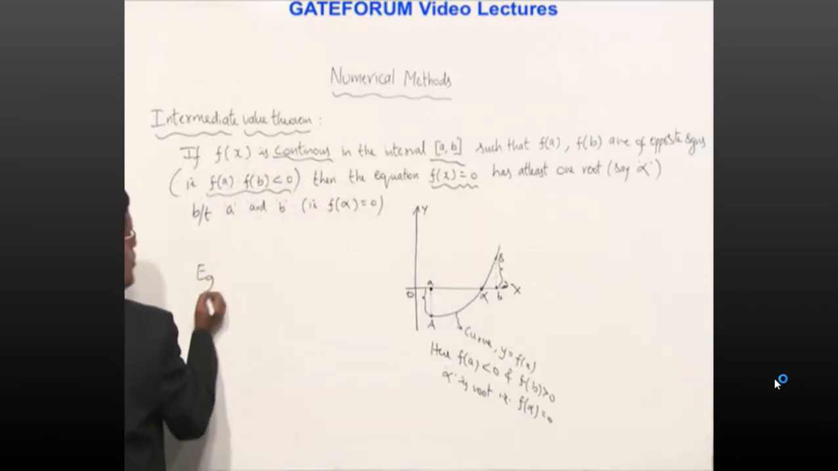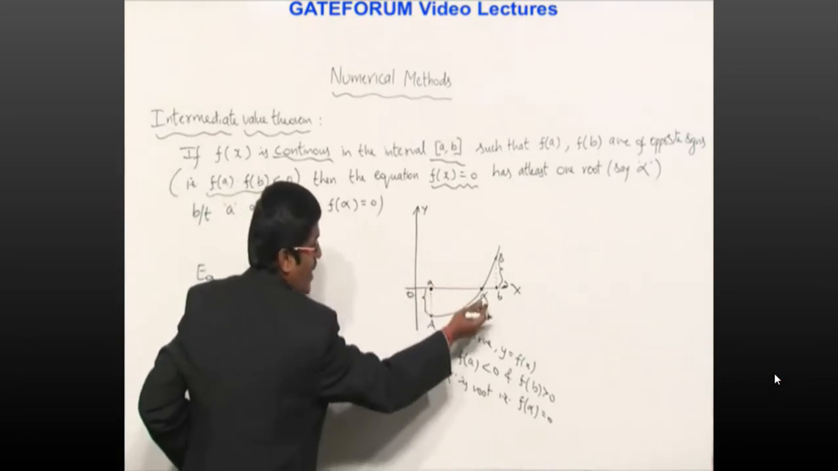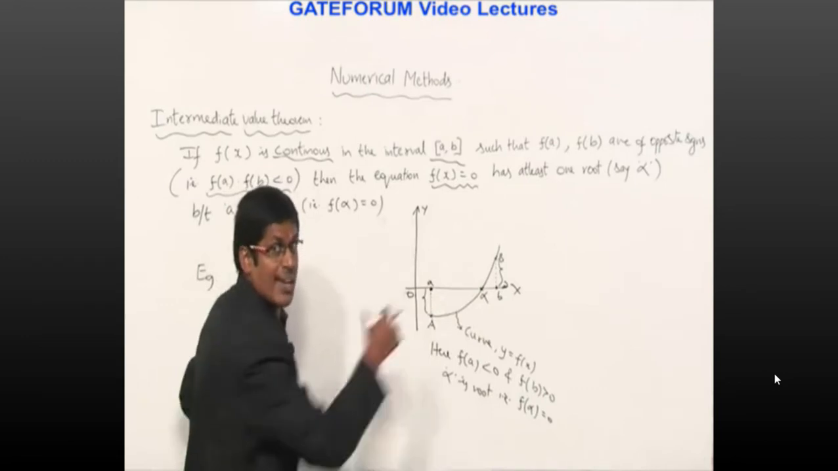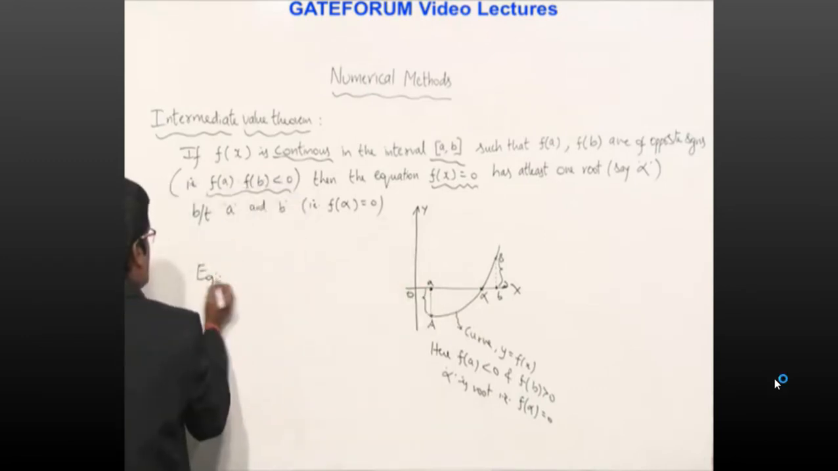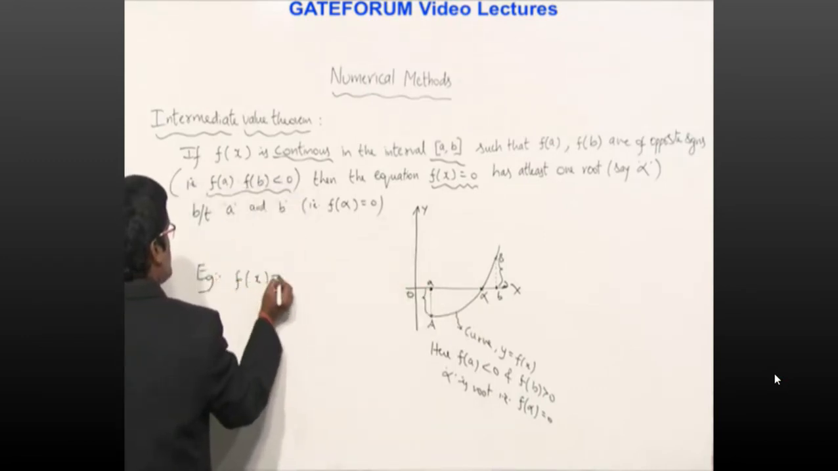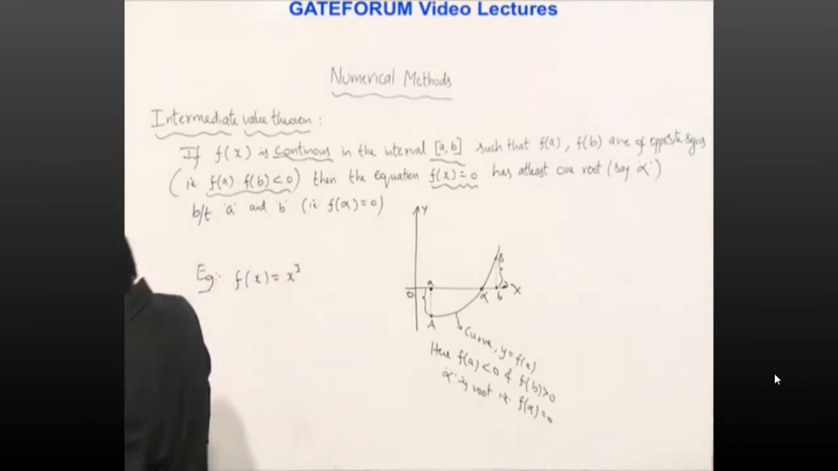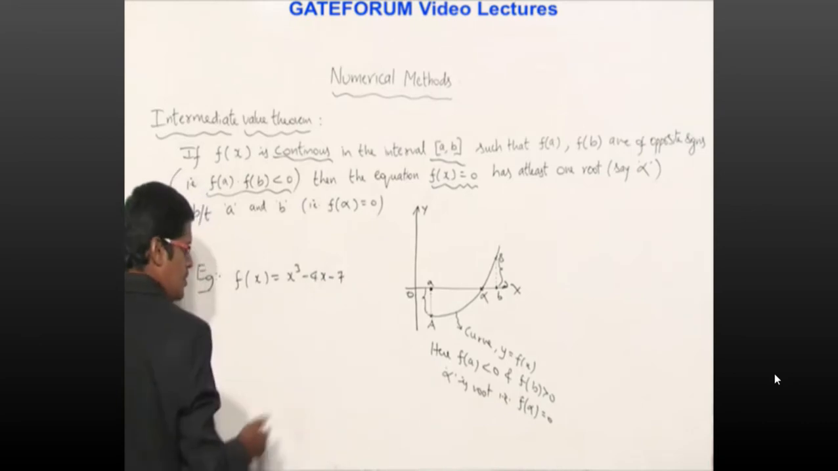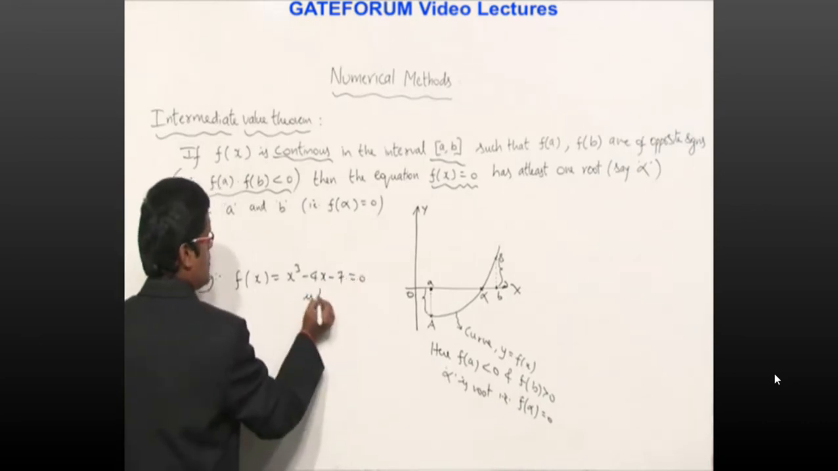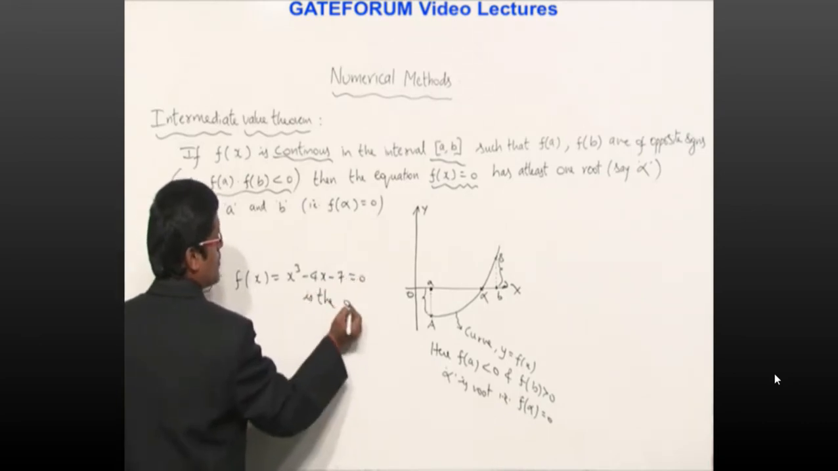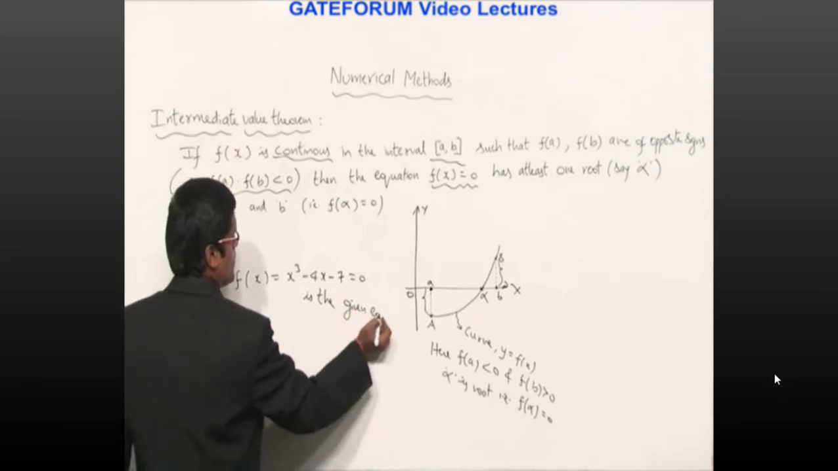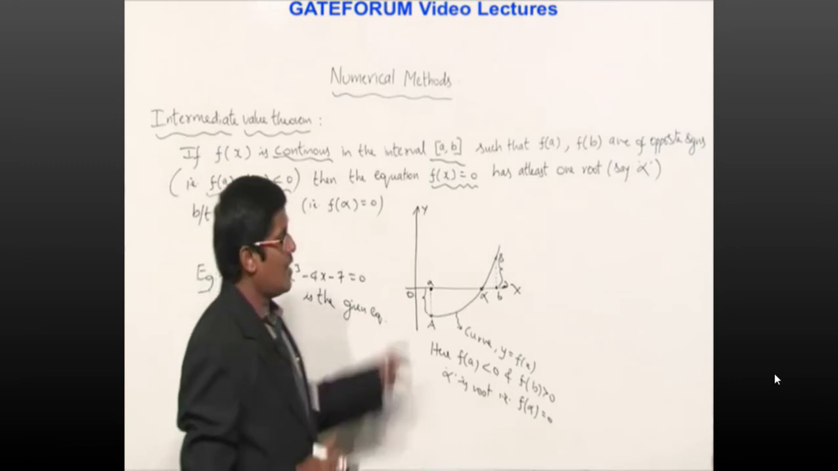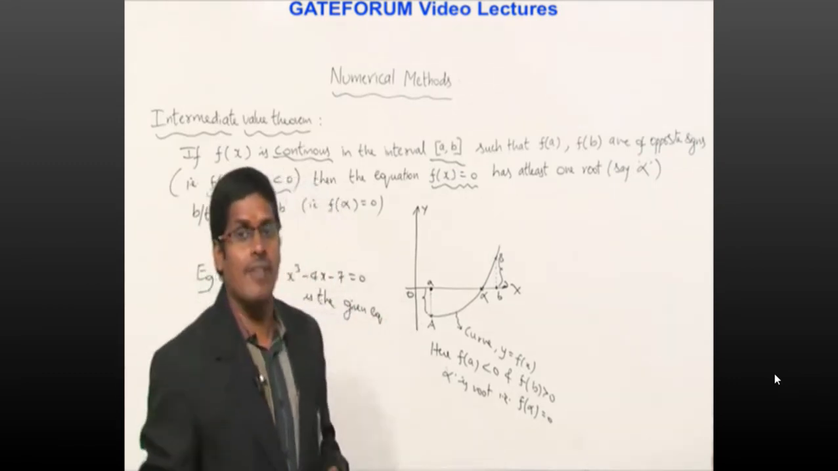See, how do you find this? We can't find the alpha value directly, but we can say our final answer, that is the root, lies between a and b. Simple example: f(x) = x cube minus 4x minus 7 equal to 0 is the given cubic equation. Now, how do you find that a comma b? These are the two initial guess values for the root.